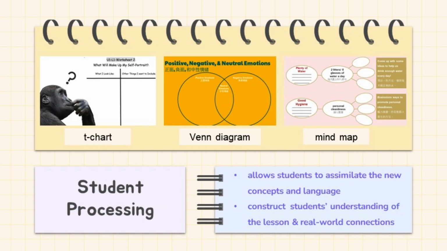Following the teacher's presentation, the processing phase allows students time to assimilate the new concepts and language they have just learned. During this phase, students construct their understanding of the lesson through various thinking skills and real-world connections. Given the limited proficiency in the target language at this level, explicit language instruction and practice are necessary to ensure accurate usage and effective engagement in subsequent learning activities.